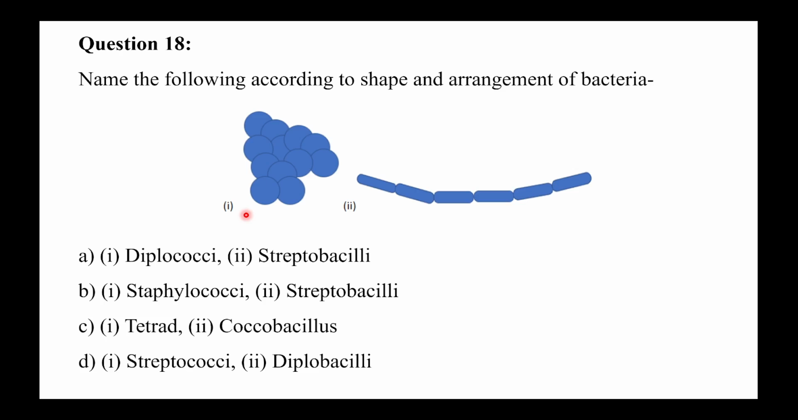Okay. There are other shapes also. Comma shaped is named Vibrio. The common cholera bacteria, Vibrio cholerae, is shaped like a comma, like how we make this comma. Those cells are called Vibrio.